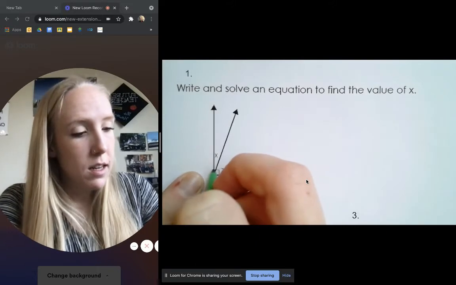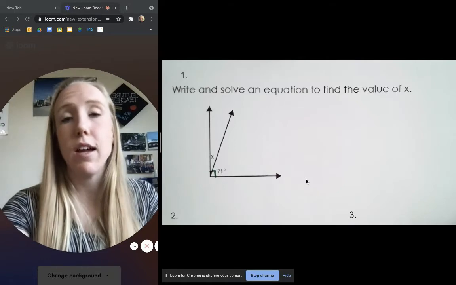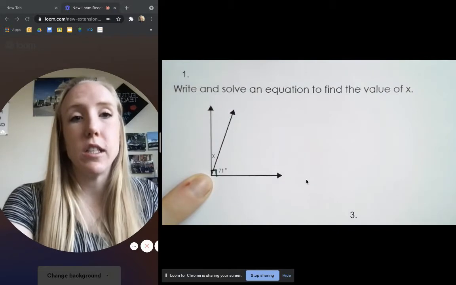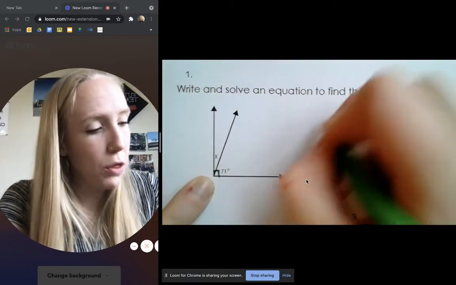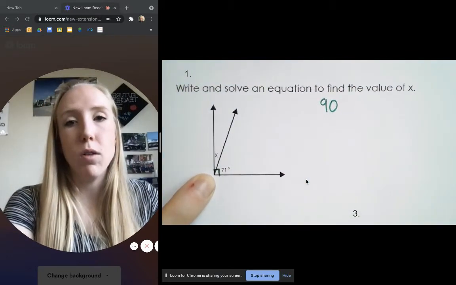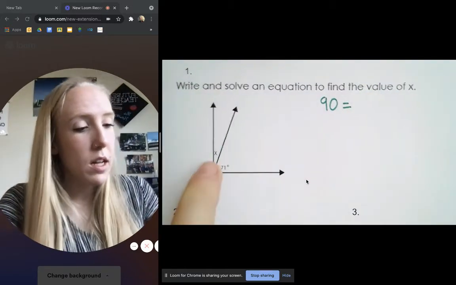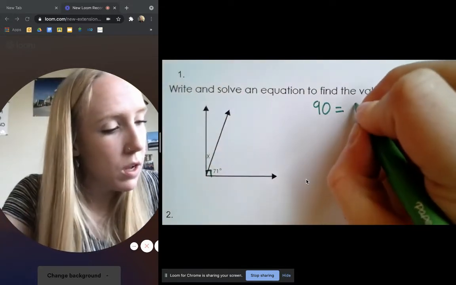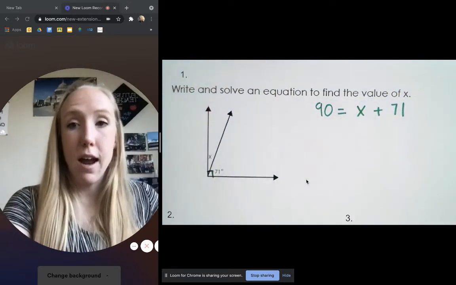And this box right here means that it's a 90-degree angle. We can trust that it's a 90-degree angle. It's a right angle because it has the box. It says write and solve an equation to find the value of x. So I know that the whole thing is a 90-degree angle. I also know that that 90 degrees equals the 71 plus the x, or the x plus 71. So 90 equals that x angle plus the 71 degree angle.